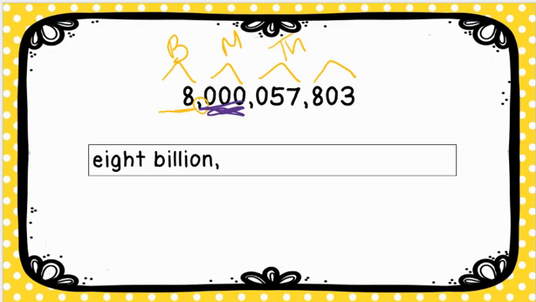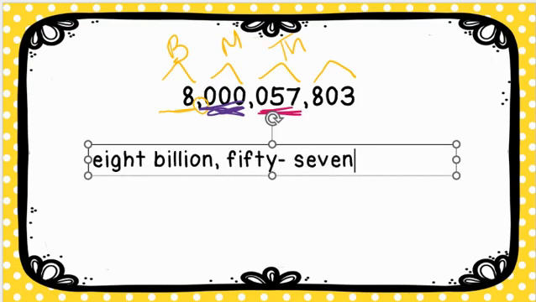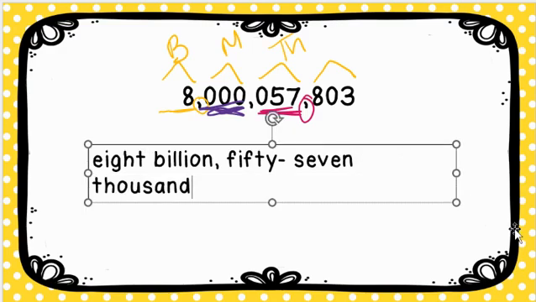All right, so let's move right along to the next period. What do you see in this period? 57. So we're going to write 57. And then we've gotten to a comma. So what are we going to do at that comma? We're going to write the period name. So 57,000. And we can put our comma. And now we're at our last section of the number. So we're at our last chunk, y'all. 803.